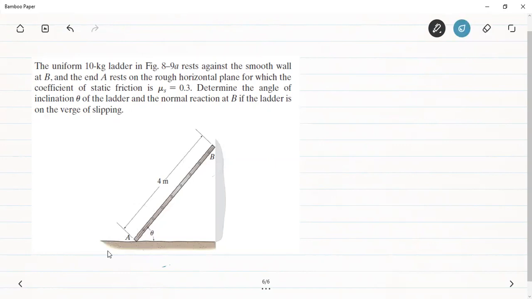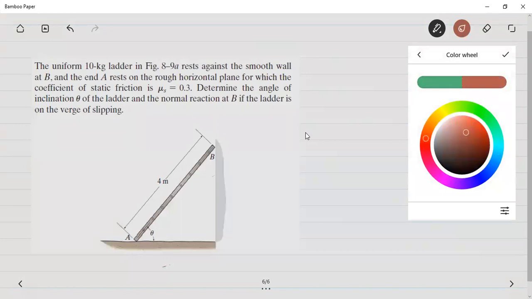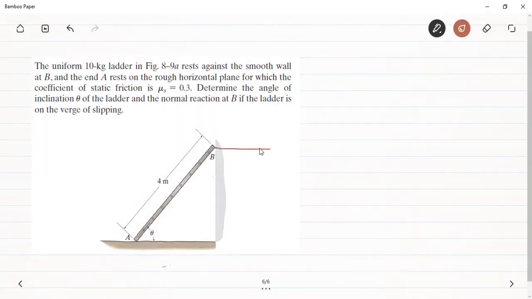So we can draw the free body diagram of this ladder. We can see that on this ladder there will be a normal reaction exerted by the wall. This is the normal reaction at B. Similarly, there will be a normal reaction at A.